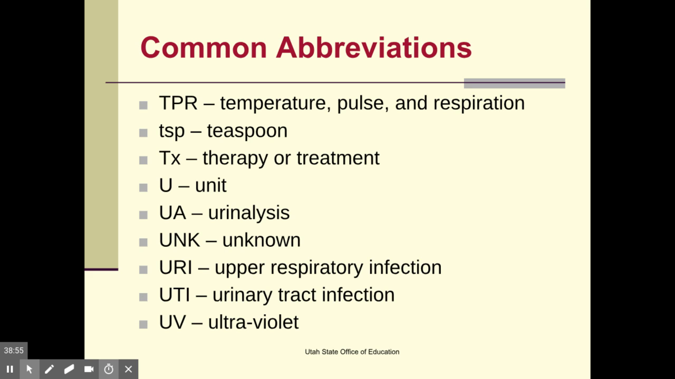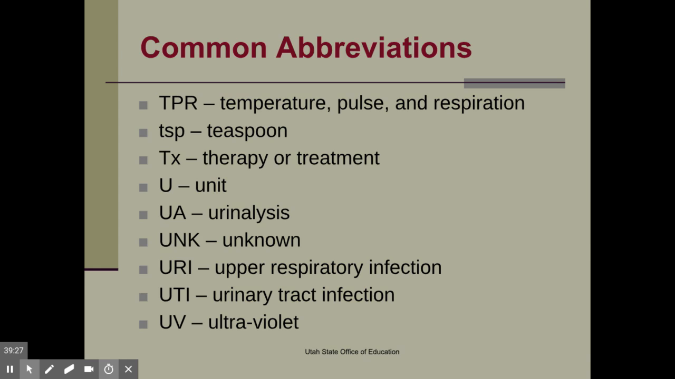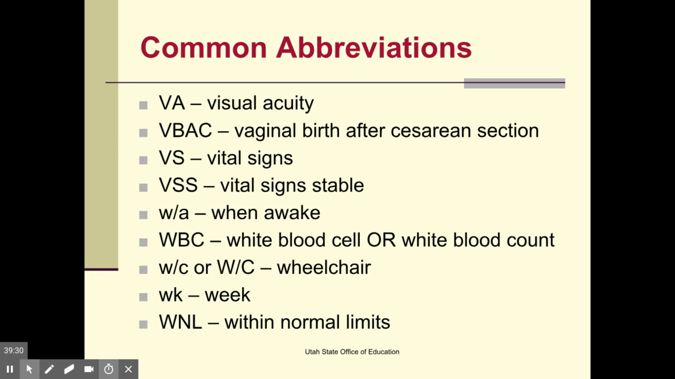Capital U can stand for units, but it can also be misinterpreted for other letters, so we prefer that you write out units now. UA for urinalysis. UNK for unknown, so that fever of unknown origin. So that unknown would be UNK. URI, upper respiratory infection. UTI for urinary tract infection. UV we still use because sometimes we have UV therapy for patients with certain disorders, so ultraviolet light therapy. VA for visual acuity.